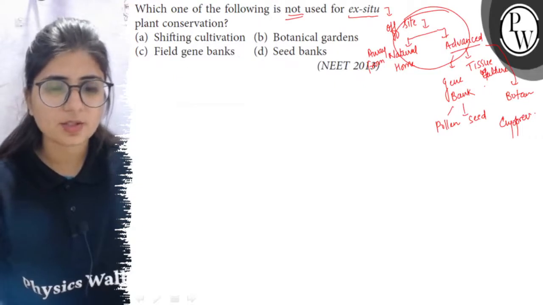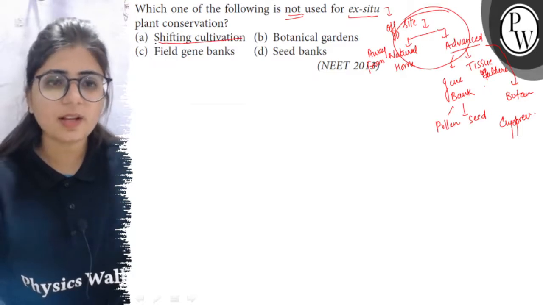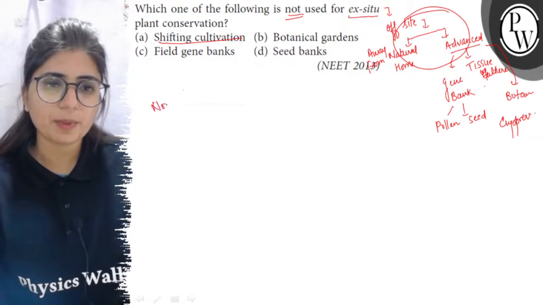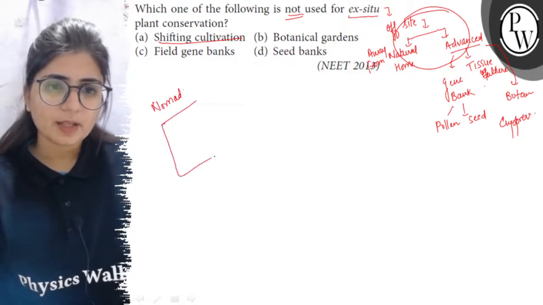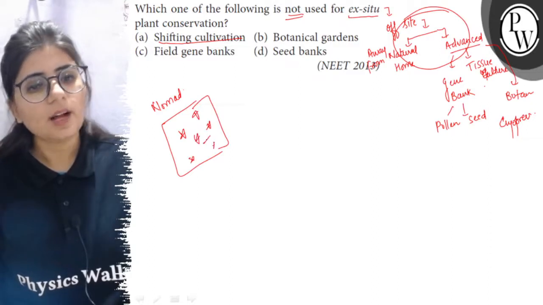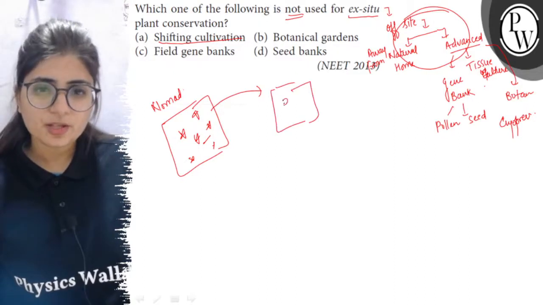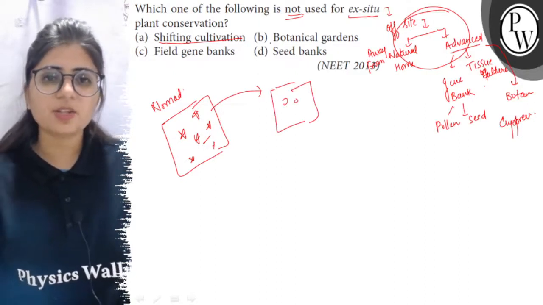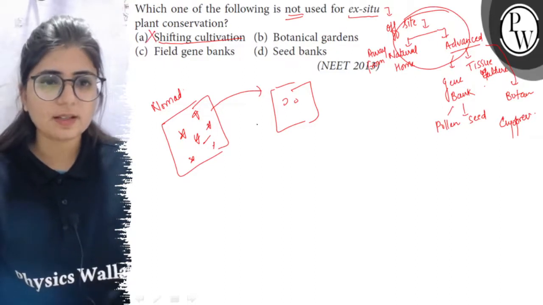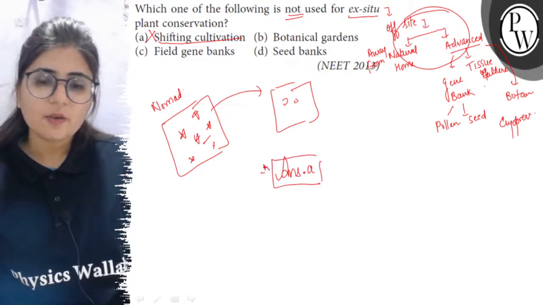So first is shifting cultivation. This is not at all a method of conservation. Shifting cultivation includes cultivation at one place. For example, what do the nomad people do? They grow their crops in one area. After harvesting it, they move to some other places. Such a cultivation is known as shifting cultivation and it is not at all a method of conservation of plant. So this is discarded. So the right answer will be option A, because it is not a method of ex-situ conservation.